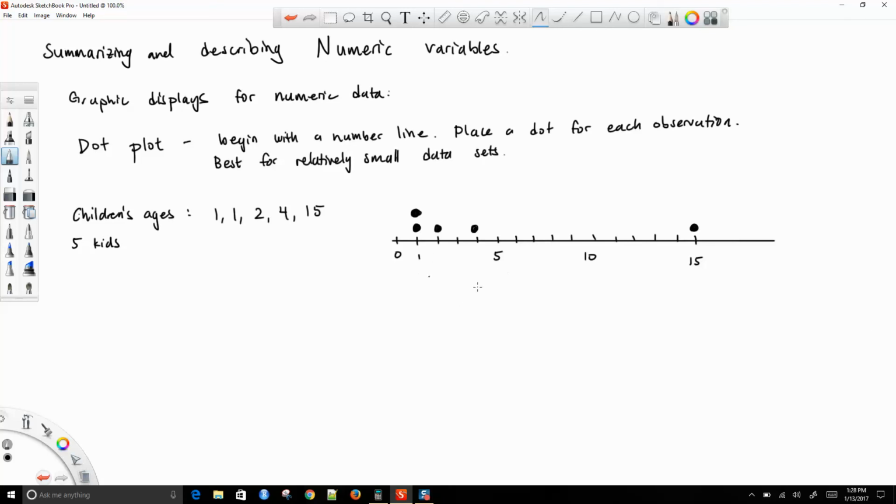This gives us a sense of where our data lies, and also whether the data is spread out or not.